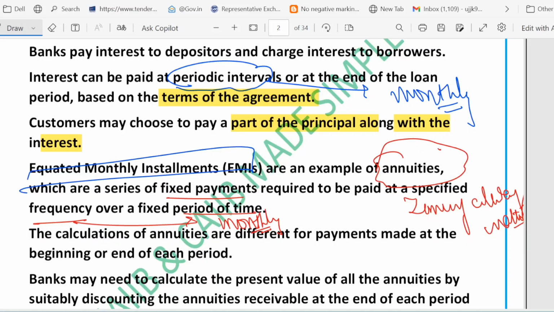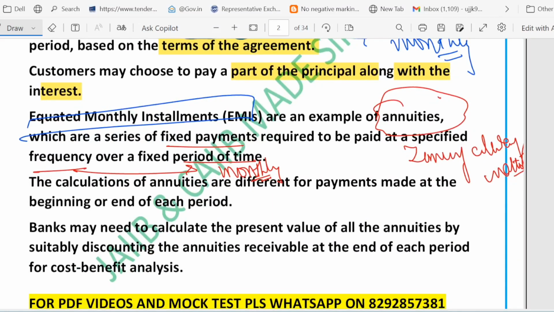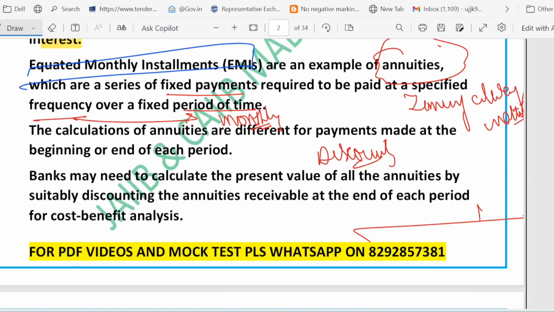Banks often calculate the present value of the future payments. That means discounting. They discount future money back to today to check if the loan is worth it. So you will see a word called discounting. What is the meaning of discounting? Suppose some kind of future payment is there. They bring it to the present value to decide if the loan is worth it or not.